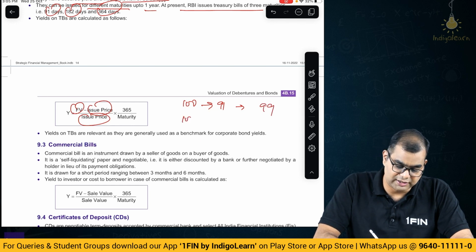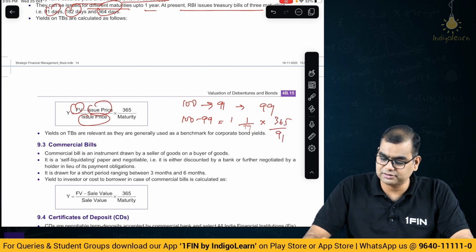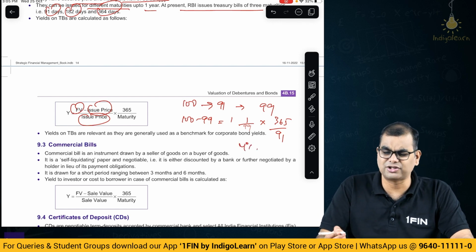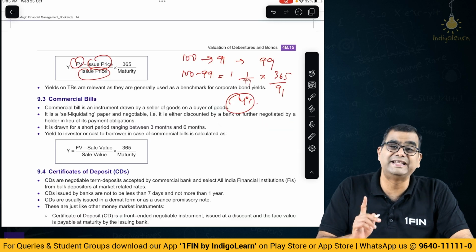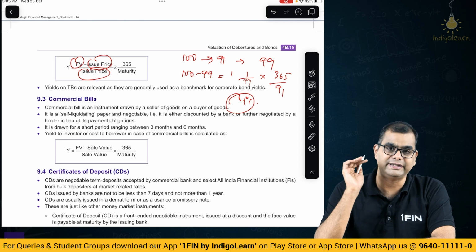So what you will do is 100 minus 99, which is the total discount of 1 rupee, and 1 by 99 is the discount for 91 days. So you multiply by 365 by 91. How much will you get? 365 divided by 91 into 1 by 99, in percentage terms, is about 4%, 4.05 something. So 4% is the yield on this T-bill. Please note, 4% is not the interest rate, it is the yield on the T-bill.